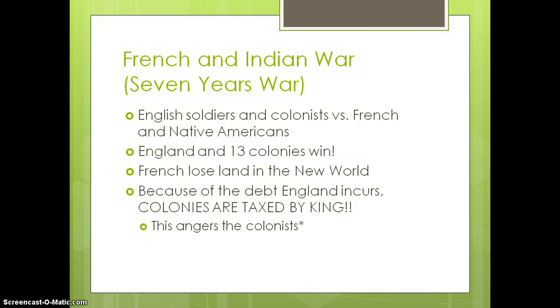And with the victory, there comes a consequence. Because of the debt that England incurs or accumulates because of this war, the colonies are taxed heavily by the king. And this angers the colonists quite substantially. They don't like that they are being taxed, and they alone are being taxed by the king to pay back this debt.